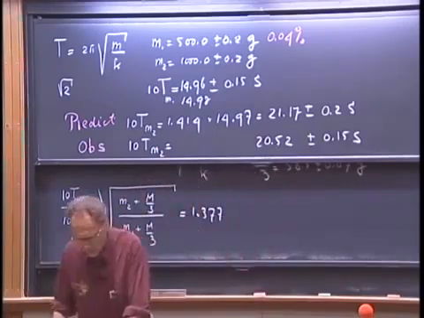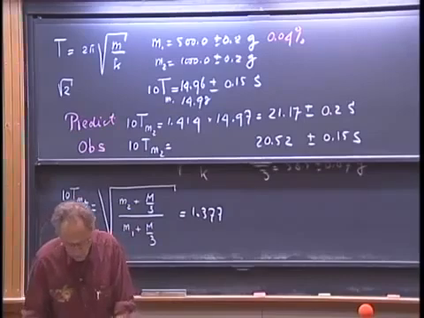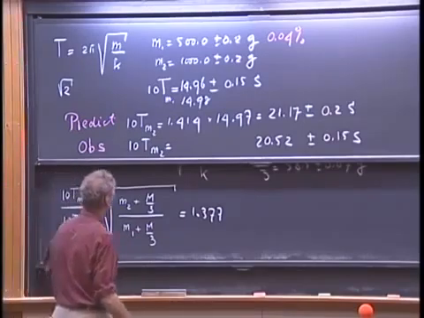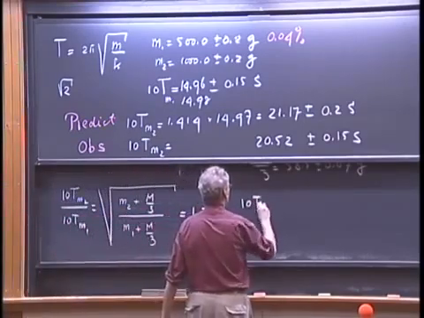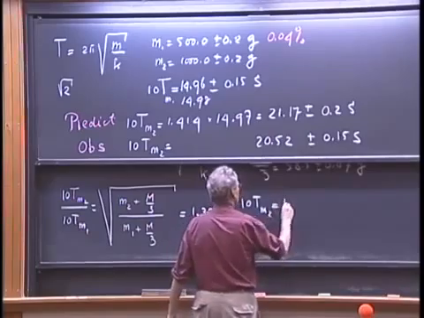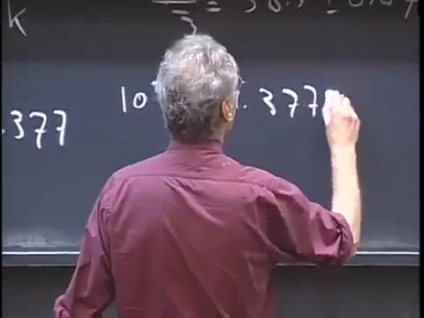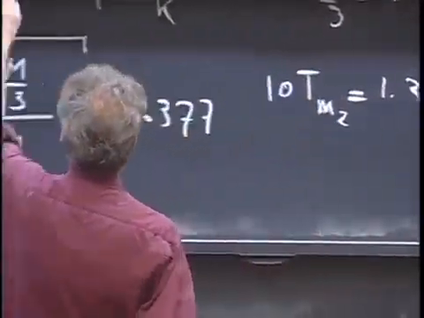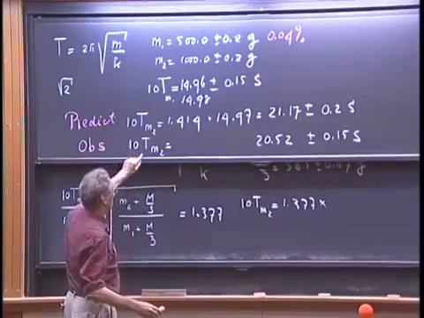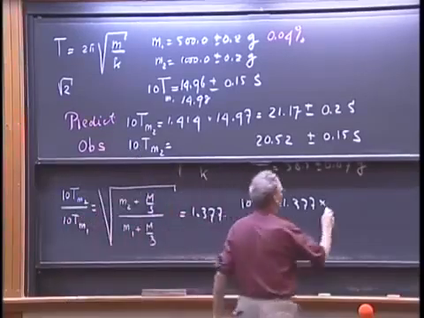So we can bring this now to a test, and all I must do now is multiply, if I want to find now 10Tm2, then I take 1.377 and I multiply it by Tm1 times 10Tm1.